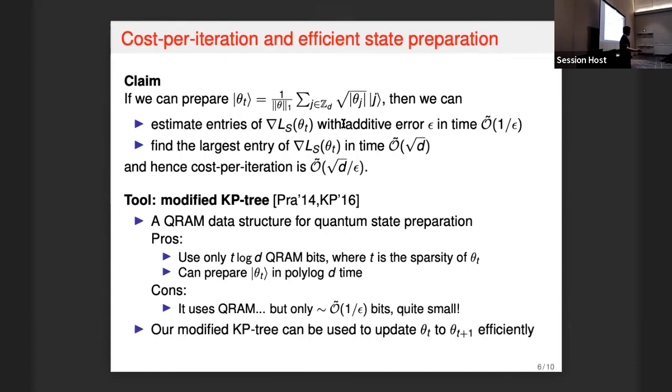And in our paper, we propose a variant version of the KP tree, which can help us to update our theta t to theta t plus 1 efficiently. And our trick is especially to store an extra scalar at the root. And in that case, when we want to update our theta t to theta t plus 1, we can modify the scalar at the root and then just modify one path from the leaf to the root, and it suffices to update.